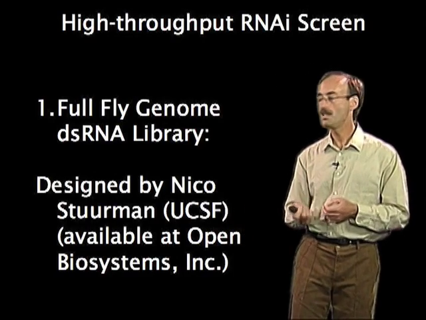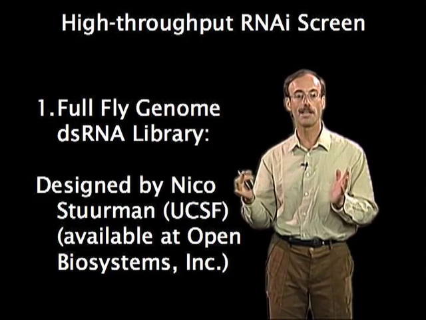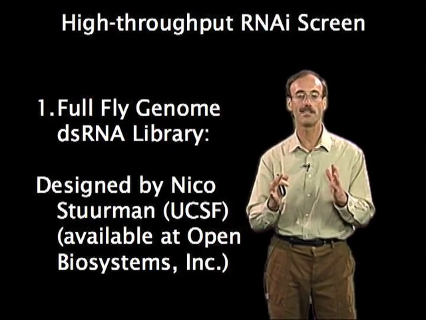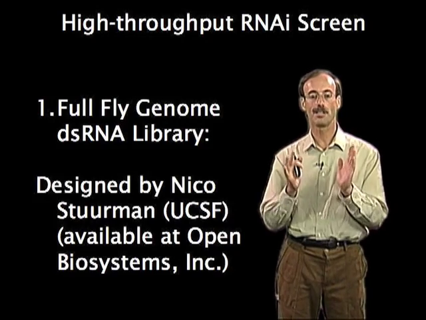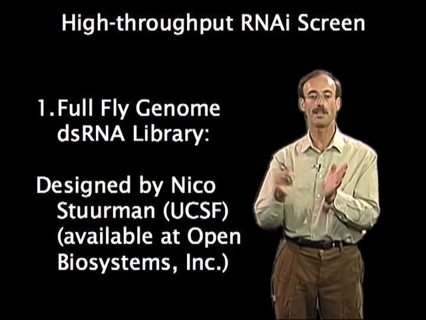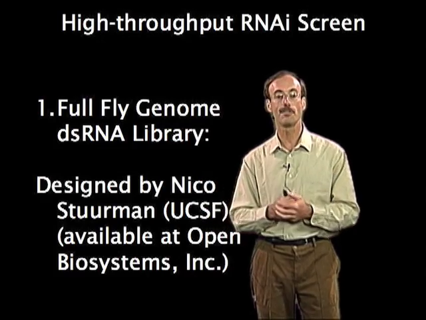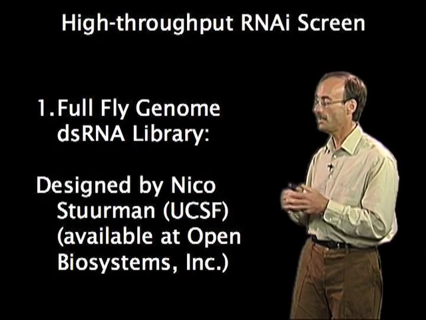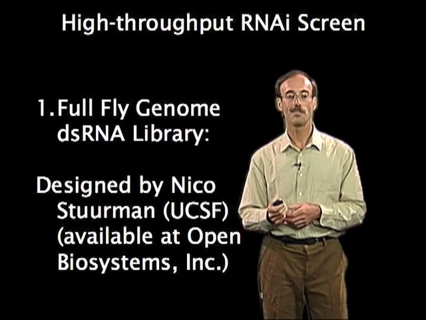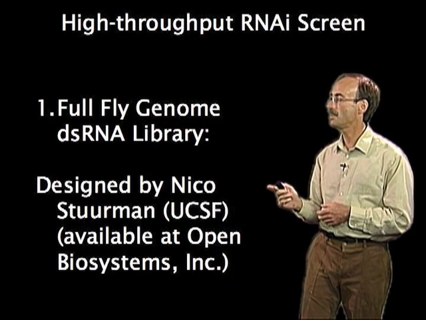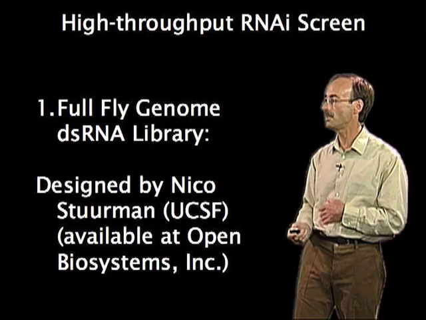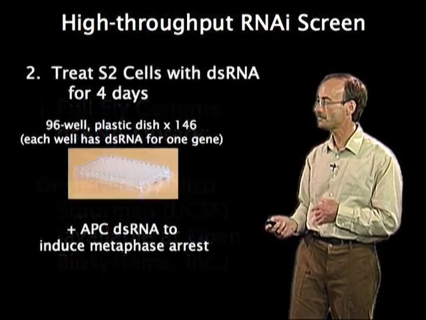So first of all, you need to develop an RNAi library against the entire fly genome. And this takes a lot of careful bioinformatics to design double-stranded RNAs that are unique for each particular gene, so you don't get cross knockdown of other genes, for example. This bioinformatic effort was done by Nico Stuurman in the lab, and in fact now this library is available at reasonable cost from a company called Open Biosystems.